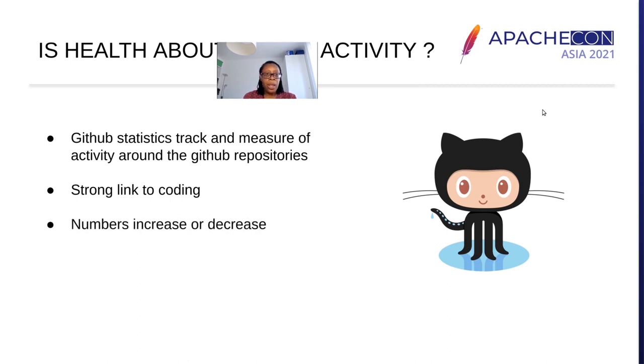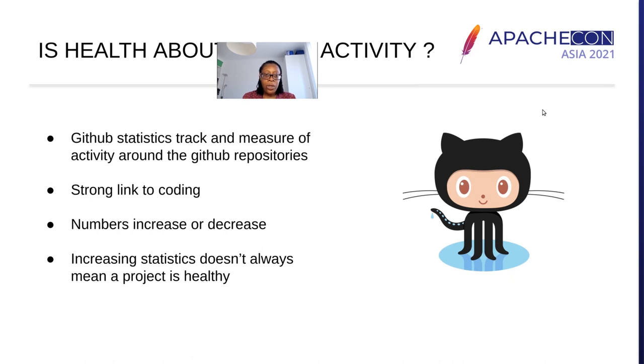So also, when you look at the GitHub activity, it's a number, and the numbers increase and the numbers decrease. And some projects think that if the numbers are going up, then that means it's healthy, and if the numbers are going down, then it means the project is unhealthy. But that's not true. You can have a lot of activity and not be healthy, and have low activity and still be healthy. So there's something missing here. Increasing statistics doesn't always mean that a project is healthy. You need to understand something around the number. A number by itself doesn't tell you very much. Let's have a look at something else.